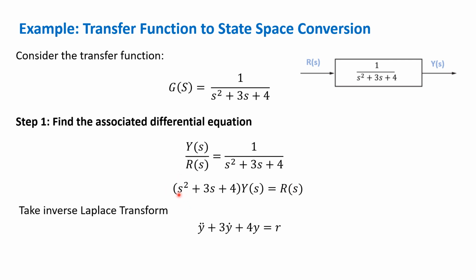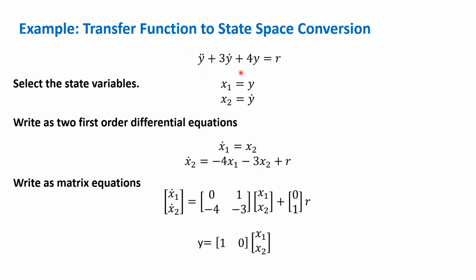We have s squared times Y, that's going to be y double dot, plus 3s times Y, that's 3y dot, plus 4 times big Y, take the Laplace transform, this is 4 times y, equals small r. Here we're also going to assume that all the initial conditions are 0. So y of 0 equals 0, y dot of 0 equals 0. So here's our differential equation represented here.